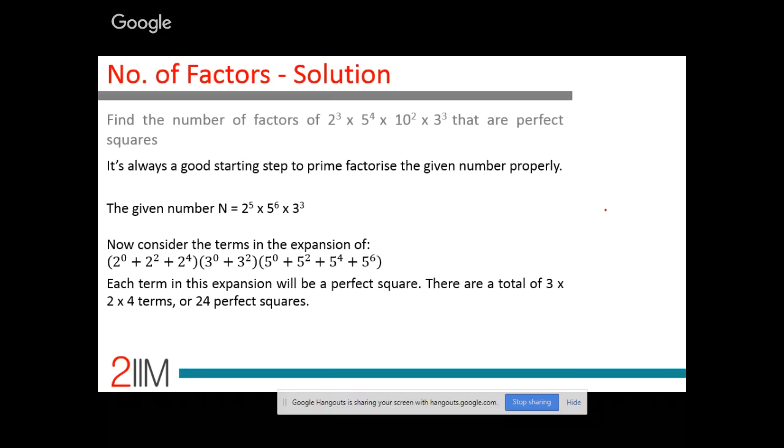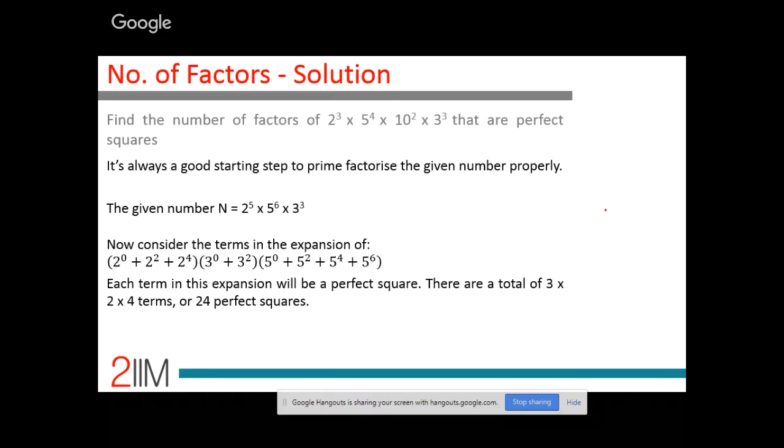So the powers of 2 that we can accommodate are 0, 2 and 4. You can have 2 power 0, 2 square, 2 power 4. Powers of 3: 3 power 0, 3 square. Powers of 5: 5 power 0, 5 square, 5 power 4, 5 power 6. So 3 possible values on top of 2, 2 on top of 3 and 4 on top of 5. So total number of factors is 3 into 2 into 4, or 6 into 4, 24 factors. 24 factors of this number are perfect squares.